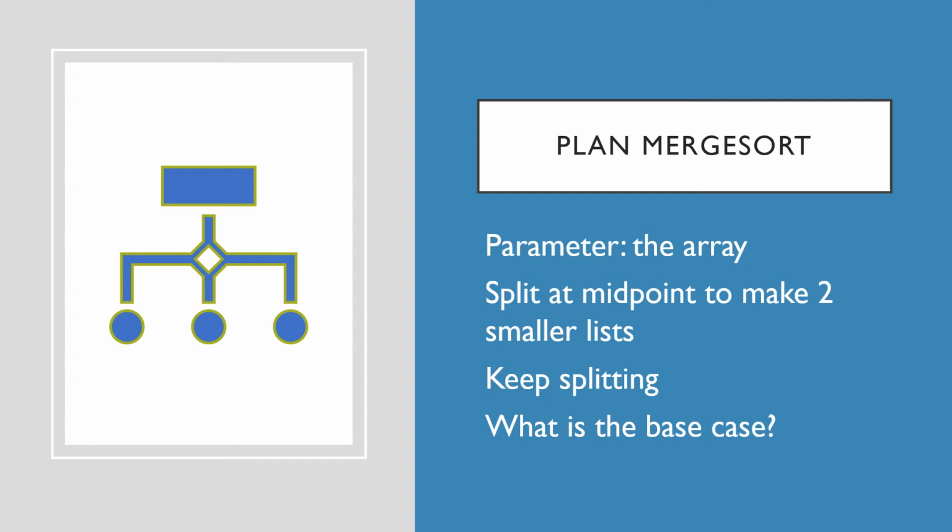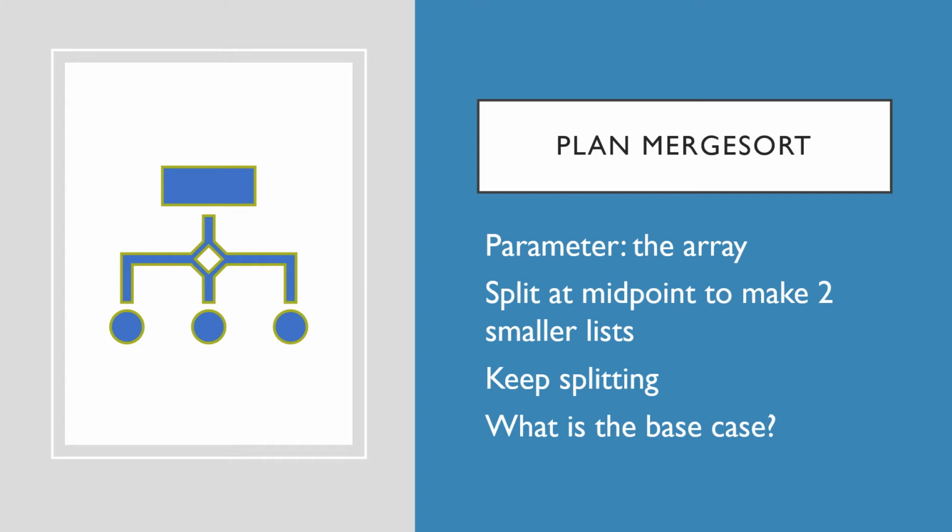It will take our unsorted list as a parameter. I'm going to call it the array. And we're going to split it at the midpoint to make 2 smaller lists. And using recursion, we're going to make this program call itself over and over again. So it's going to keep repeating using recursion until what? What is the base case? When do we stop the splitting? I've already given you all the information you need for that.